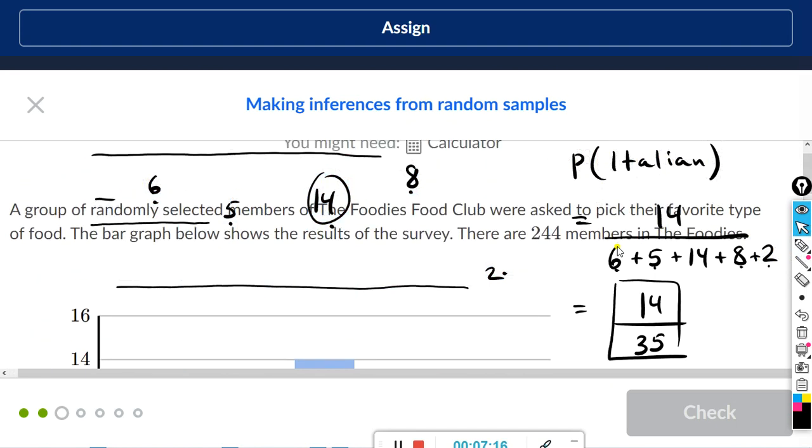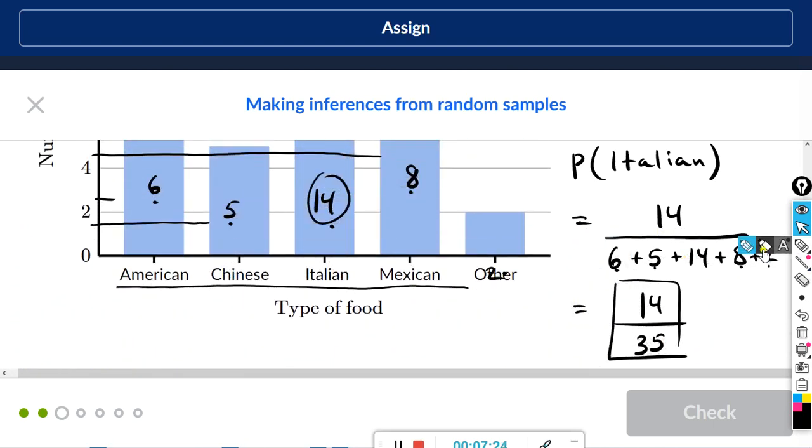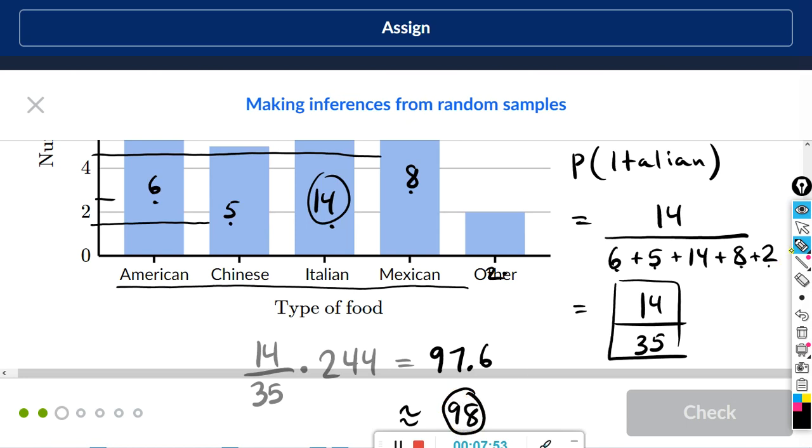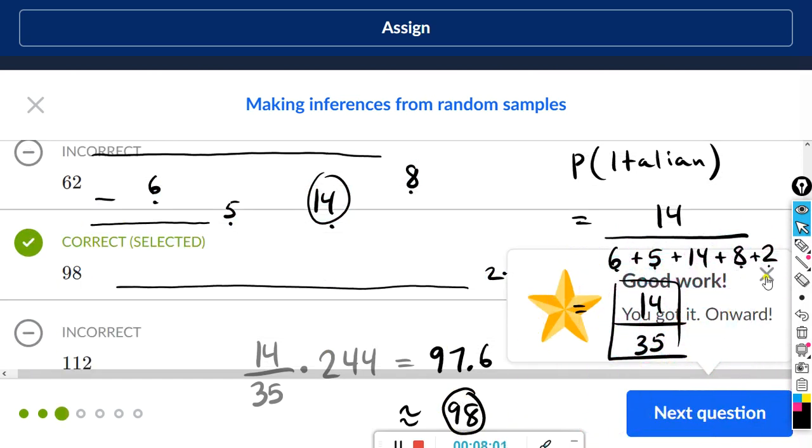All right, let's check out the total. It said the total was 244. All right, so it's going to be 14 out of 35 times 244. Okay, I get 97.6, but again, it's probably whole numbers only. So since the decimal is 5 or more, we're going to round this up to a 98. Hopefully that's one of the choices. Answer B. All right, so you just find the probability and multiply it by the total. That's probably the theme for all of these.